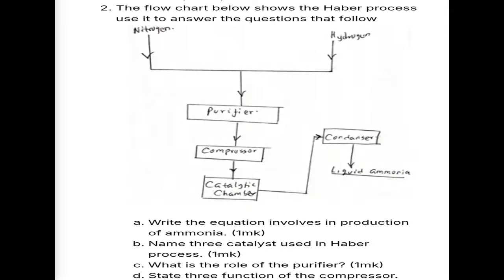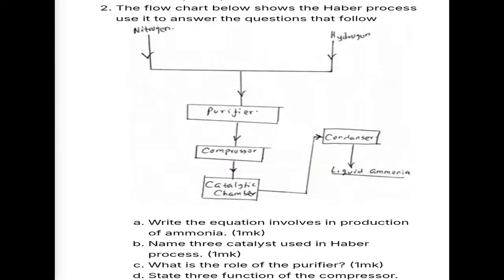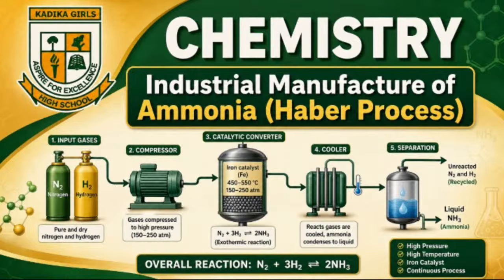So I have mentioned that that is as far as the industrial Haber process is concerned. The most important thing that a student should know here are the raw materials. Then you should also know the role of the purifier and what substances are being purified. We call them the impurities. You need to state those impurities. So that is as far as the Haber process is concerned.